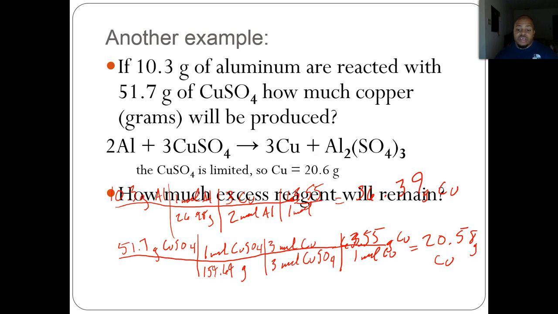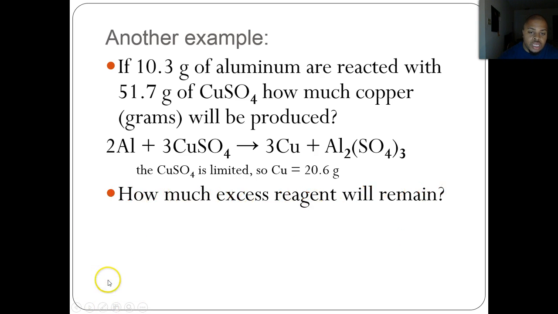Now, there's another question that can be asked here, and let me clear this for you so you can actually see. How much excess reactant will remain? Well, that's a whole other story of what we have to go through. The way that we can find this out is we kind of have to do a third table. Now, all the problems that we do will not be based like this, so don't freak out too much.